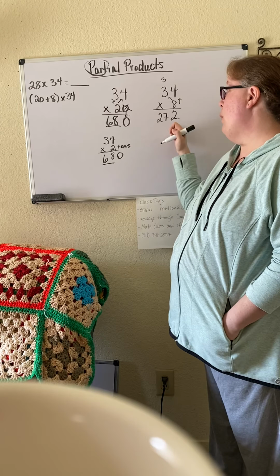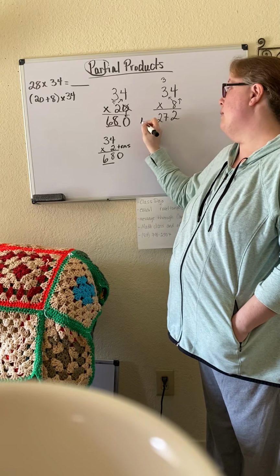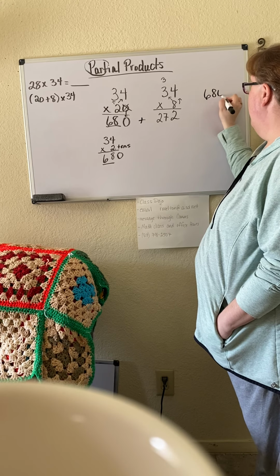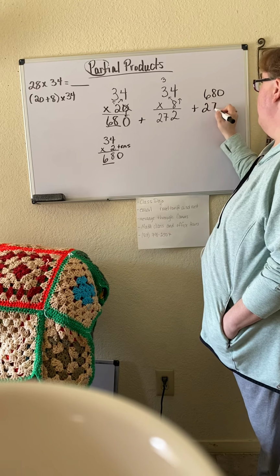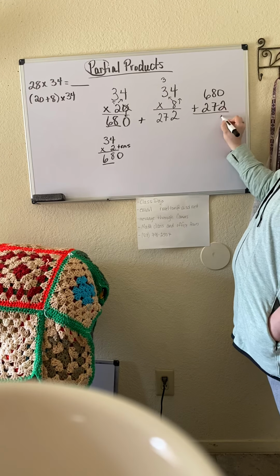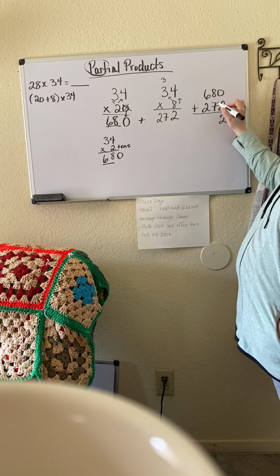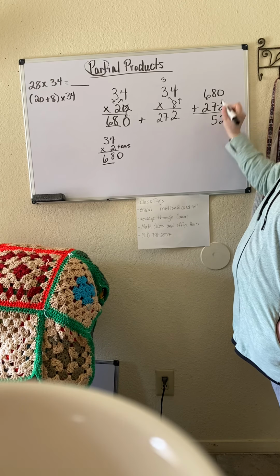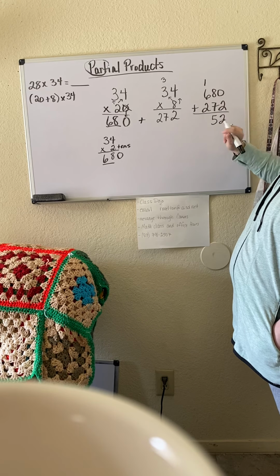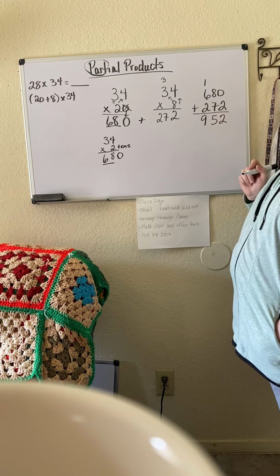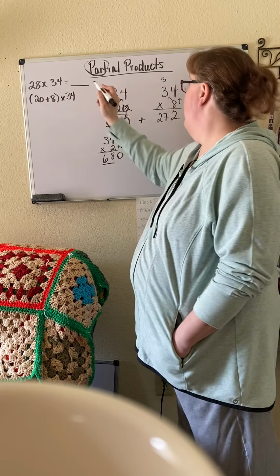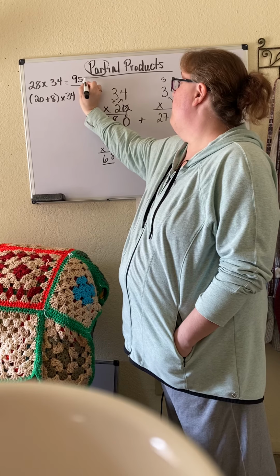So now that I have both of those partial products, now I add them together. So 680 plus 272. Well, 0 plus 2 is 2. 8 plus 7 is 15. 6 plus 1 is 7, plus 2 is 9. So my answer to 28 times 34 is 952.